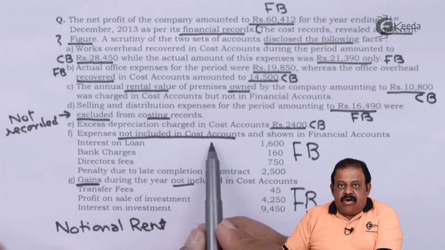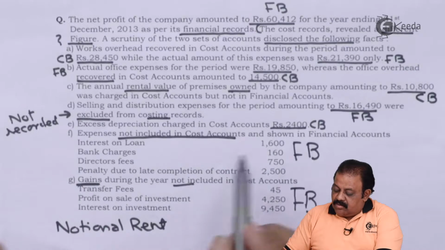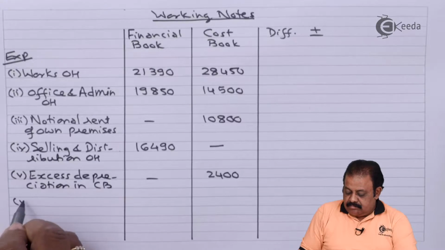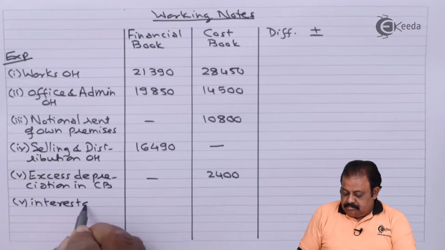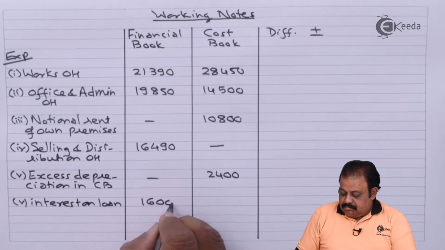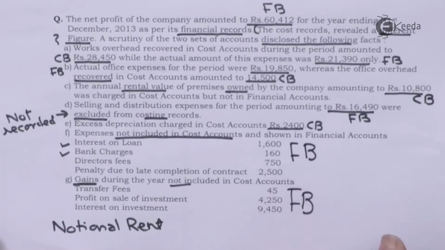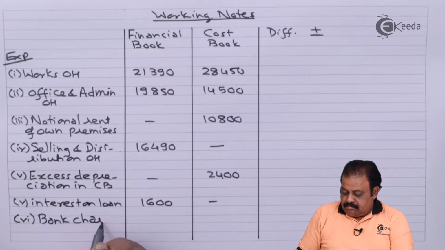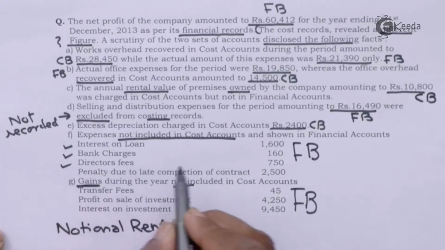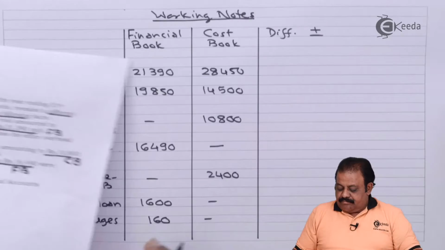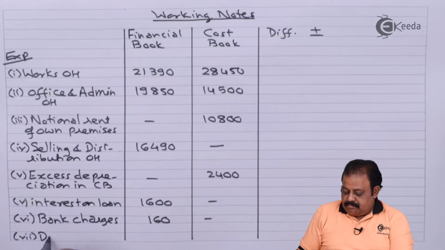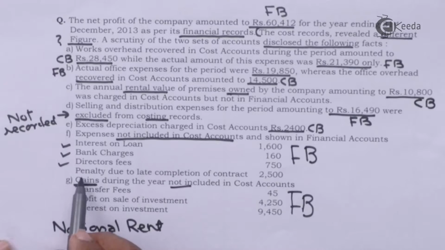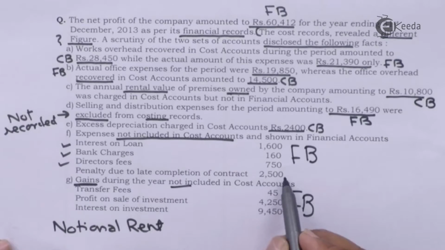Expenses not included in cost account and shown in financial account. Interest on loan 1,600. Bank charges 160. Directors fees 750. Penalty due to late completion of contract 2,500.